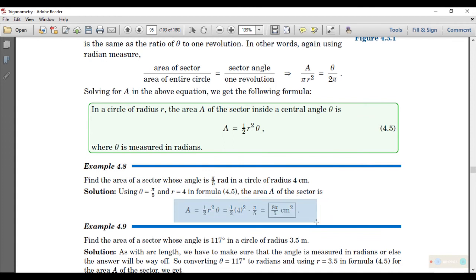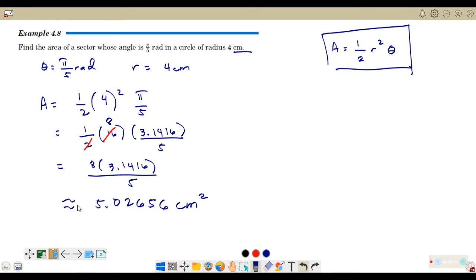Let's check if we have the same value. So, here, it is 8 pi over 5 square centimeters. But you can also write this in approximated values such as this. They are the same. So, this is 8 pi over 5 square centimeters. This is the same as this one, but this is transformed into the approximated value.